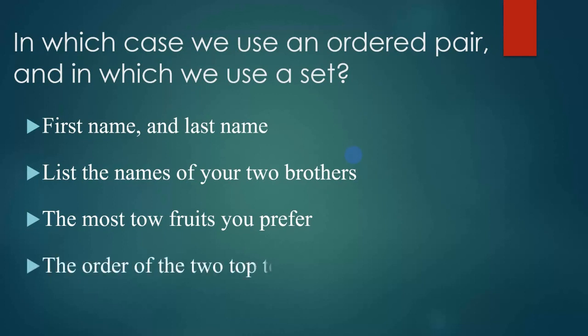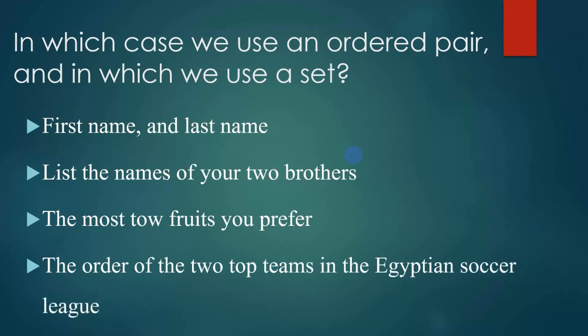Finally, the order of the two top teams in the Egyptian soccer league. Of course, order here does matter because the first should be first and the second should be second. That's why we have to use an ordered pair in this case.